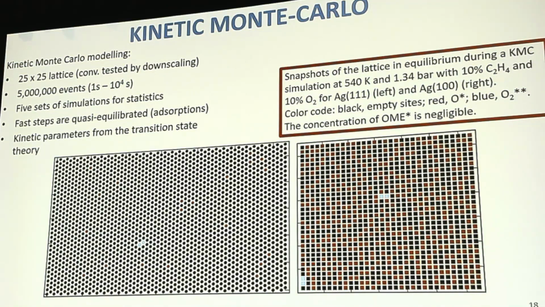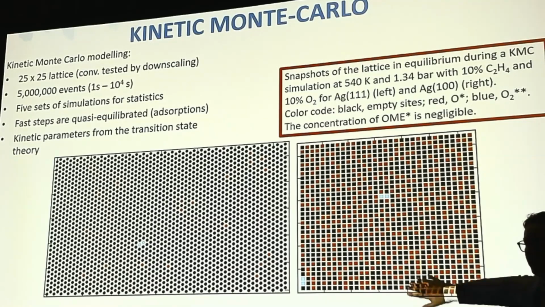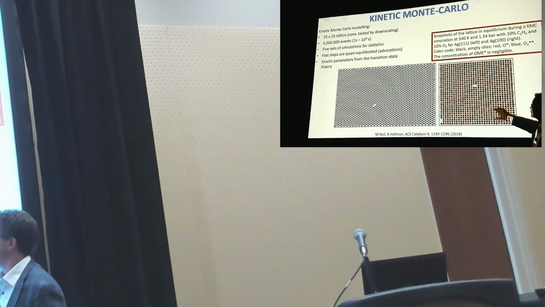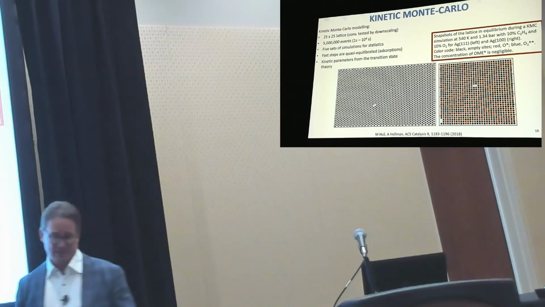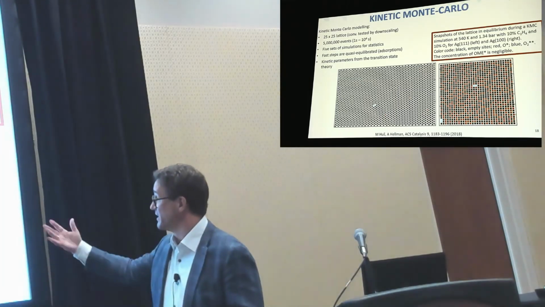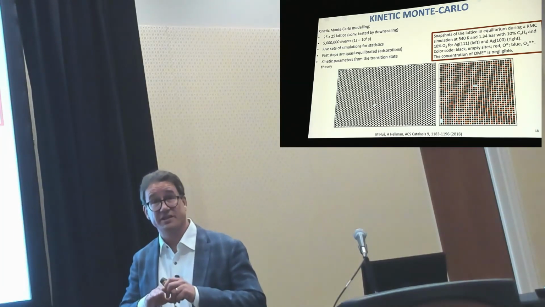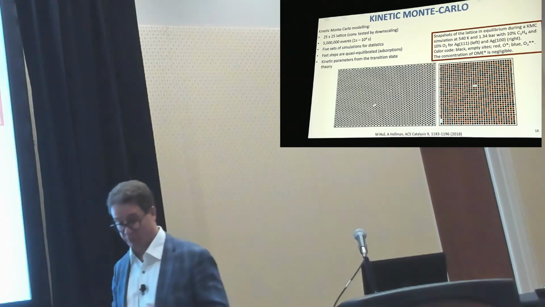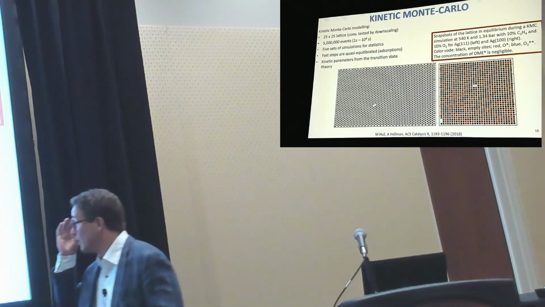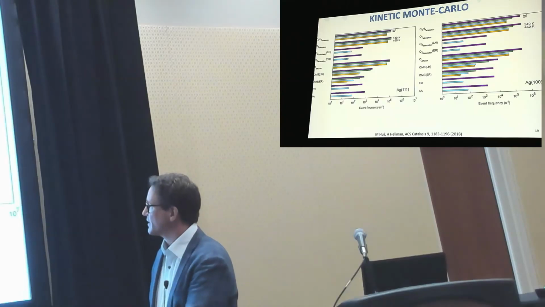Whereas on the 100 surface, you see that it's very, very much coverage. So there is a lot of oxygen competing with each other. And of course, that means that for those two surfaces, you can expect them to be different as compared to the rate and so forth. Okay, so that's the coverage.